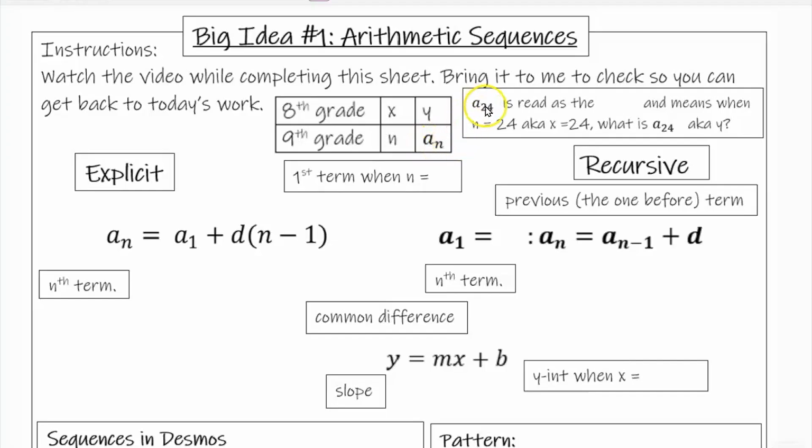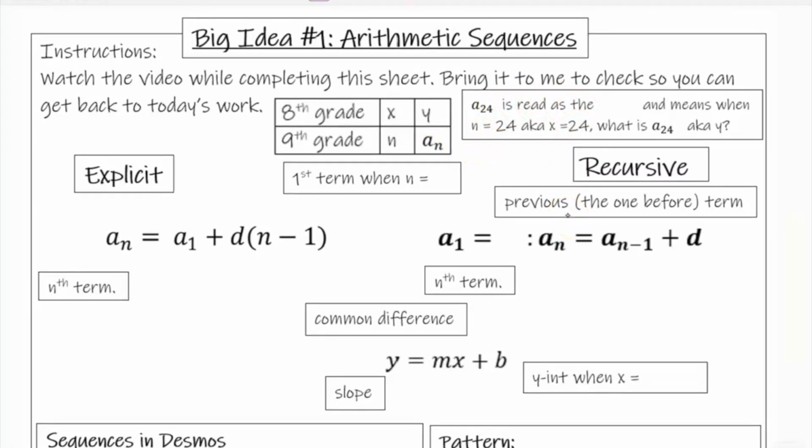So if I wanted to read a sub 24, it's read as the 24th term, and so you're going to go ahead and write this in yours. What it means is when n is 24, aka x, okay, because n is x, right? So when n is 24, aka x is 24, what is a of 24, which is aka y? So basically, this is a fancy way of saying when x is 24, what is y? Okay, so if you didn't catch that, go ahead and rewind the video real quick and watch it.